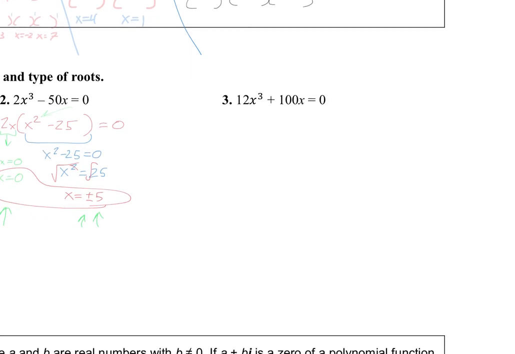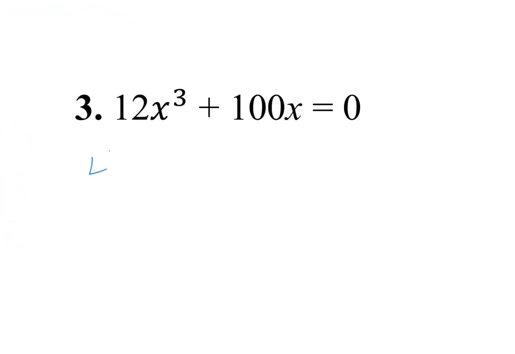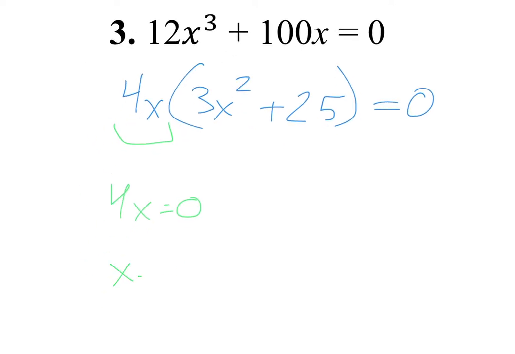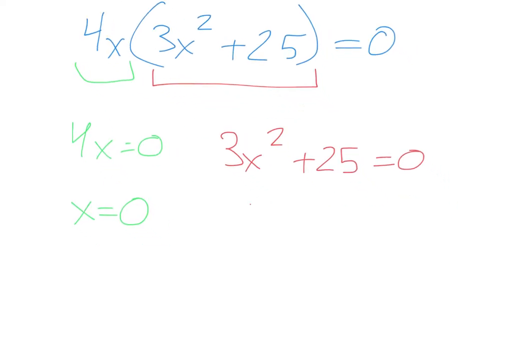All right. This guy here. Checking out GCFs, greatest common factors. Biggest thing I can divide these guys by is a 4 and an x. Gives me 3x squared plus 25 is equal to 0. Can solve that piece easily. 4x is equal to 0, divide both sides by 4, x is equal to 0. This piece is going to give me 2 solutions. You can see that because it's squared. It's another situation where I'm able to use b is equal to 0.